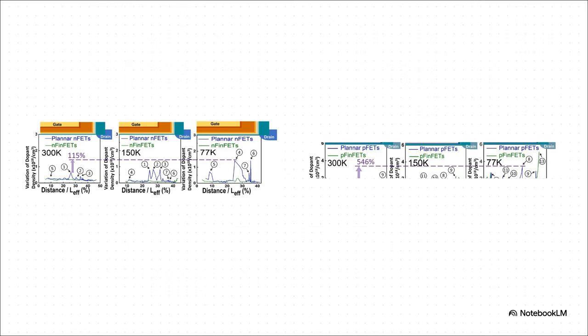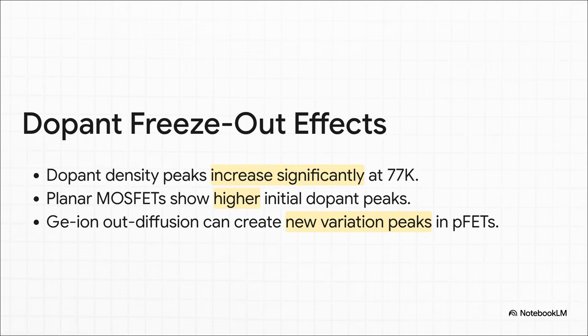These charts show the active dopant density across a device. As you watch the temperature drop from 300K down to 77K, you can see these huge, random spikes just pop up out of nowhere. This creates massive, unpredictable differences from one transistor to the next. And this variability is the key thing to take away here. The dopant peaks get way worse at 77K. You can also see that older planar devices suffer more from this than modern FinFETs do. And for P-type transistors, you even see new variation peaks showing up, probably from germanium leaking out of the source and drain. If you're an engineer trying to build a reliable, large-scale system, these random fluctuations are an absolute nightmare.